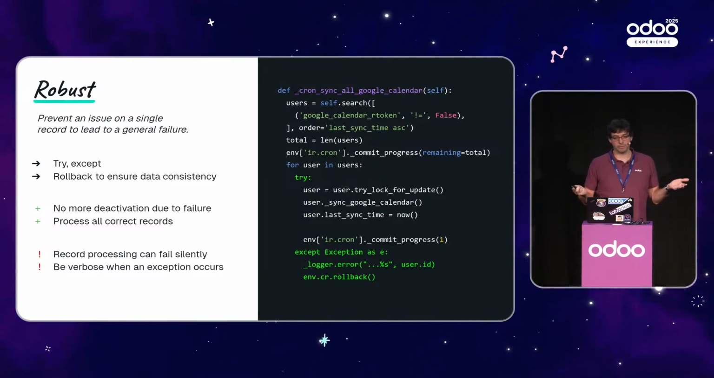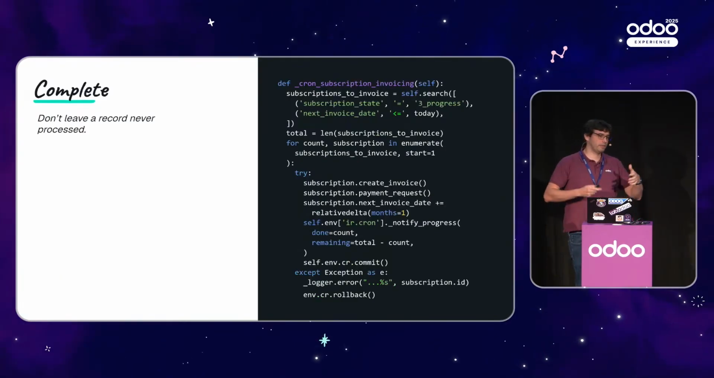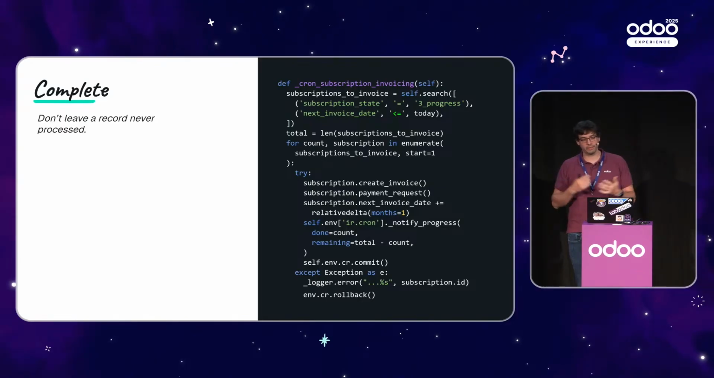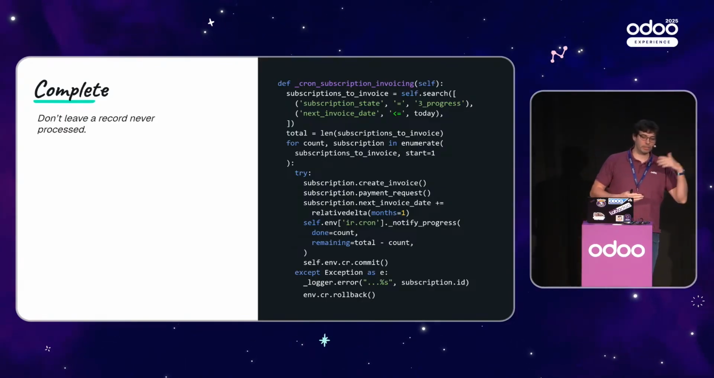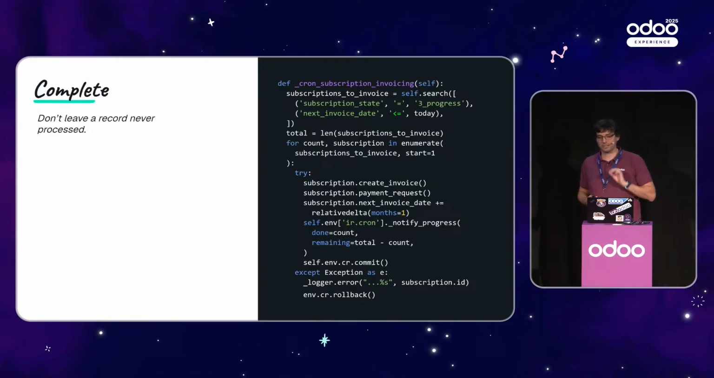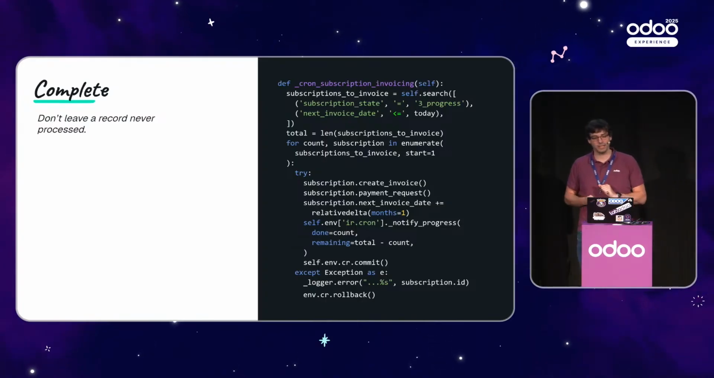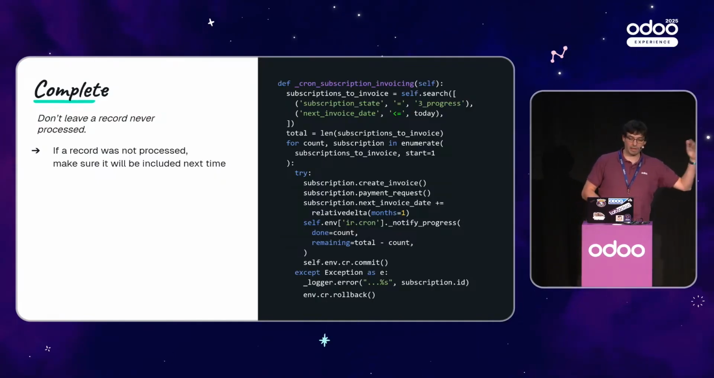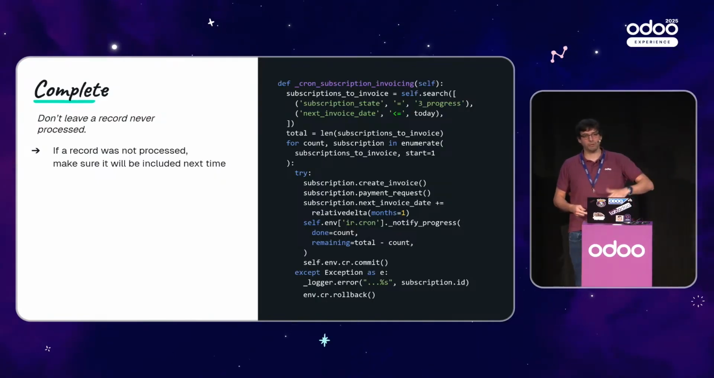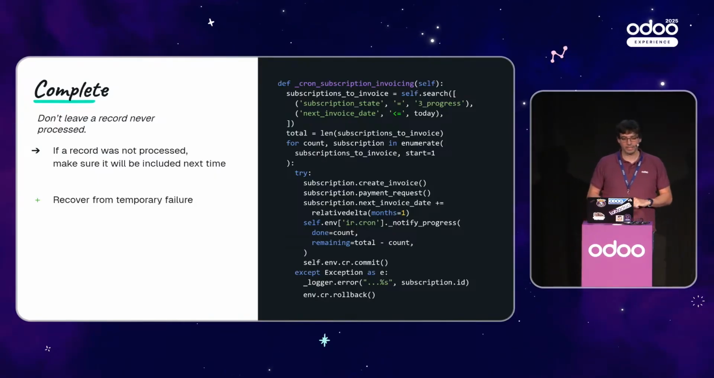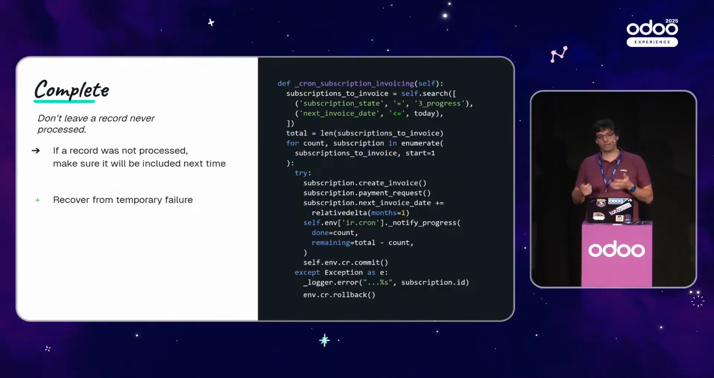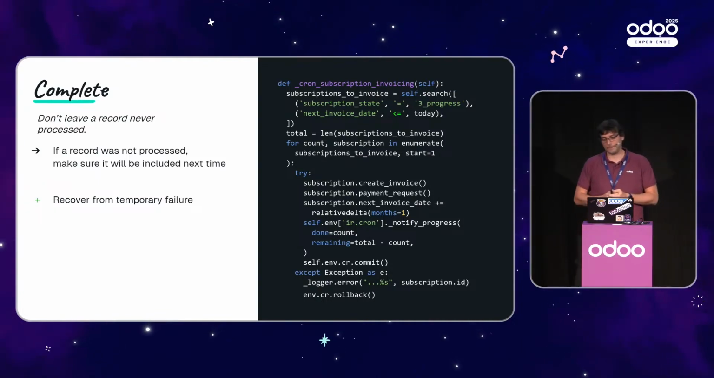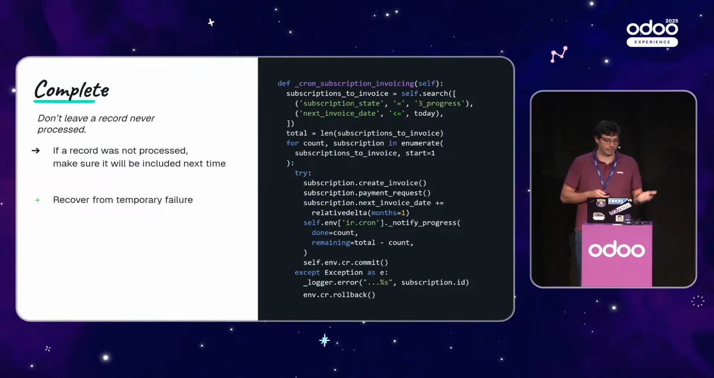OK, so robust, it's super easy. And then, since you leave a record behind, you want it also to be what I call a complete cron. It means that you don't leave a record behind. And you see here the change is really, really small for the subscription invoicing. We are processing the next invoice date today, but also in the past. So if it fails, the next day we are trying again. OK? So we recover from temporary failure. If it's the external API that failed, the next day probably it will be solved, and that's fine.